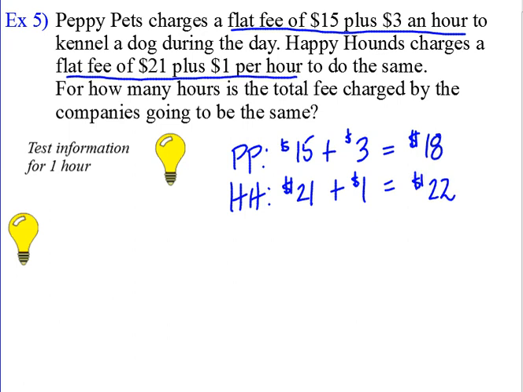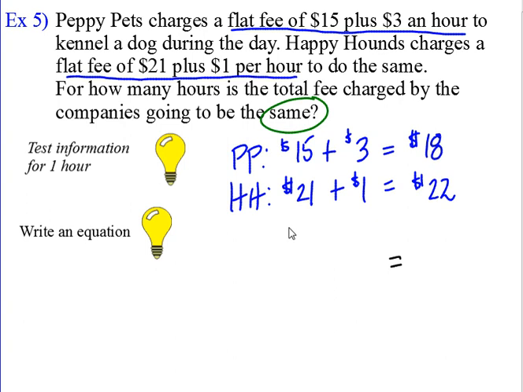Now if we were doing a comparison of, hey, what's 1 hour worth or 2 hours, we can keep testing this way. But the easiest way to do this is to write an equation. And we can do that with the information we have. We want to make sure that the fees charged by the companies are going to be the same. So in other words, we need an equation that has an equal sign on it. We'll have Peppy Pets on one side, and we'll have Happy Hounds on the other. Now, we do know there has to be a variable involved because we don't know how many hours. So x is going to represent the number of hours.